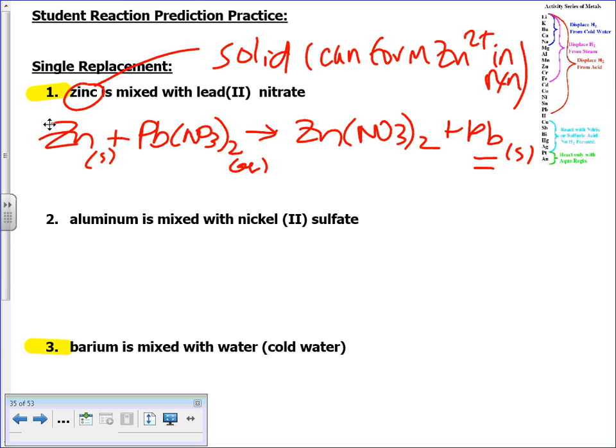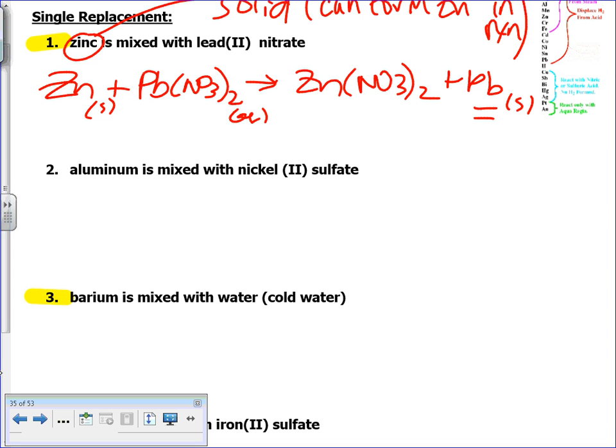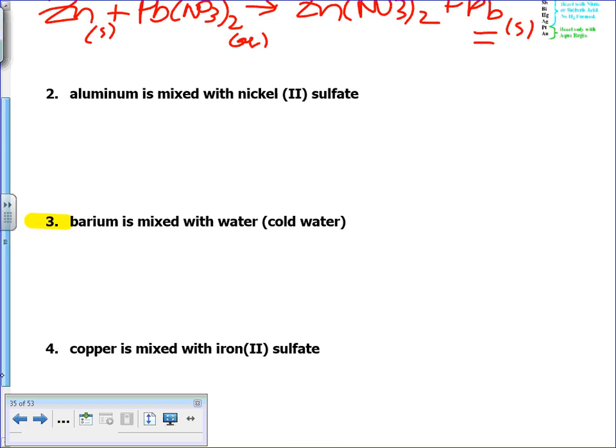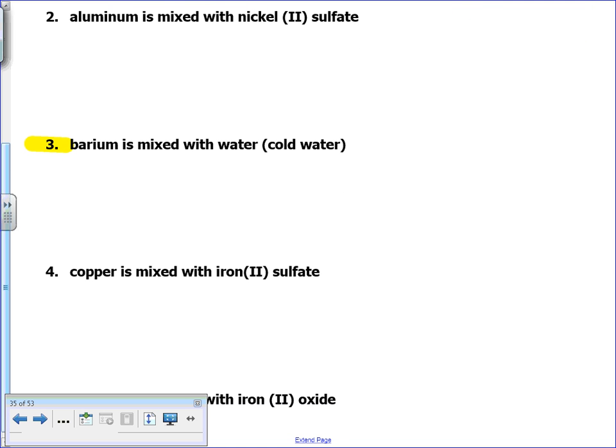Okay, how about this one down here? Barium is mixed with water. This is the part of the activity series I briefly mentioned yesterday, but we didn't talk about an example. Yes, ma'am? So when we do some tests, we can take points off if we don't have it solid. No, I won't take points off if you put a charge when it's not charged. Right. But I'm putting it there for clarity so you understand it's not an ion.